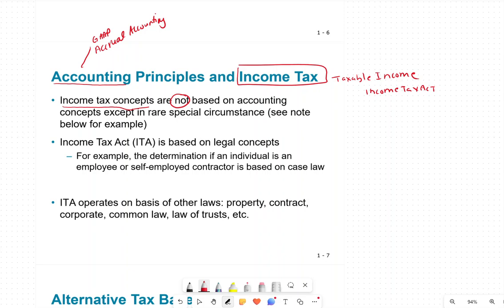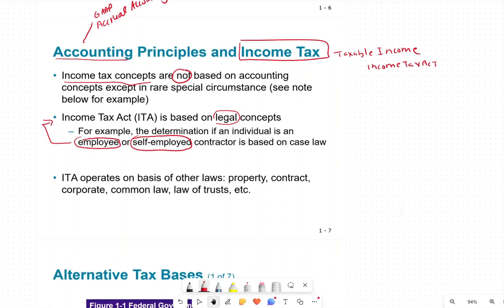The Income Tax Act is based on a legal concept. For example, the determination of whether an individual is an employee or a self-employed contractor is based on case law. We want to know if there's a difference between employee and self-employed, and the Income Tax Act will tell you whether you classify as an employee or self-employed.